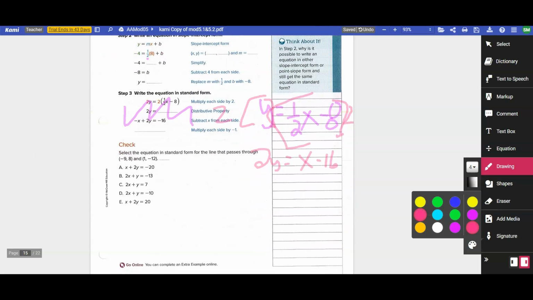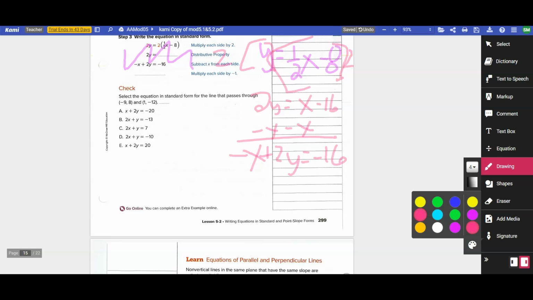Now I have to get my x's on one side with the y's, and constants on the other side. It doesn't matter how you get there. I could subtract x from both sides. I get negative x plus 2y equals negative 16. You cannot have that first term, that x term, be negative. So multiply everything by negative 1. That way it becomes positive, but every sign will now become different. So that's how you get it to standard form.